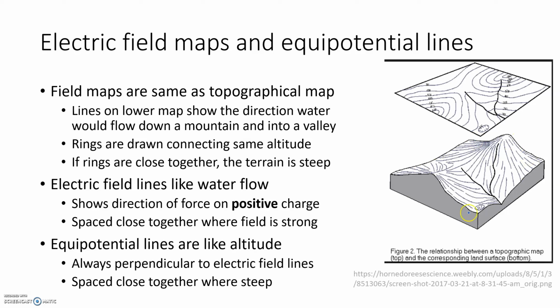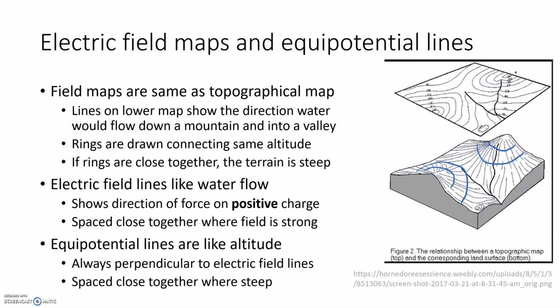On the bottom, we have a three-dimensional representation of a geographic feature. Two hills with a valley in between. On the top, we have a topographical map. And what we see on the top as concentric rings corresponds to areas of equal altitude on the hills, where we separate the lines on the map by regular intervals, like every 100 feet.